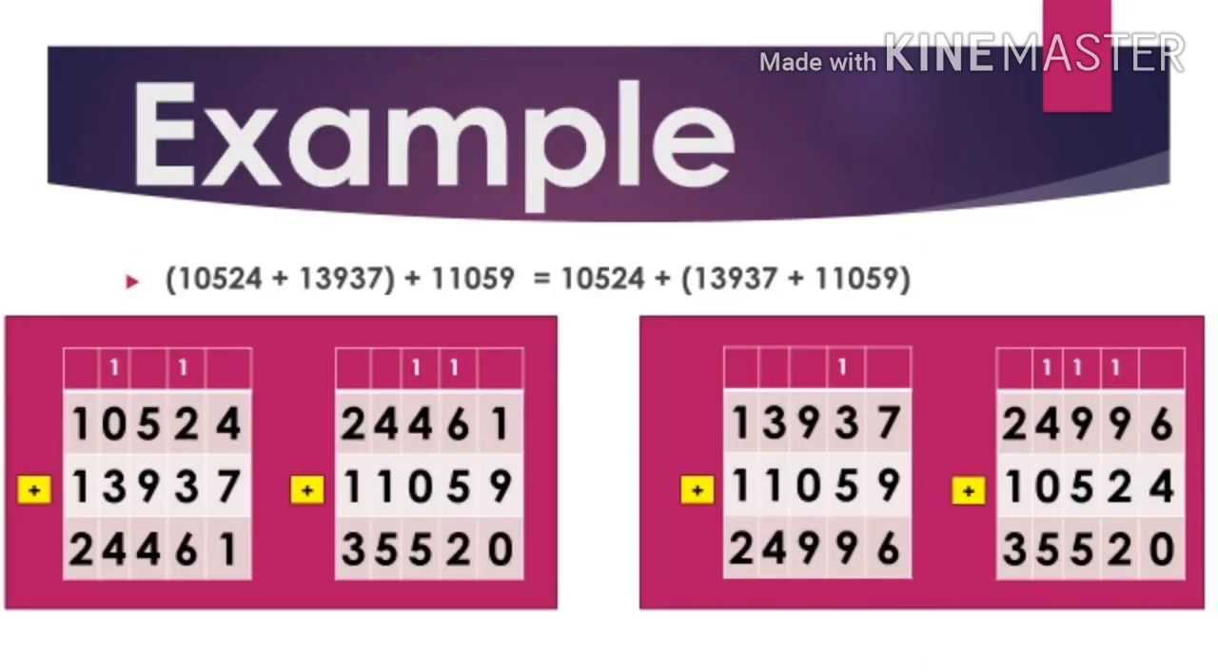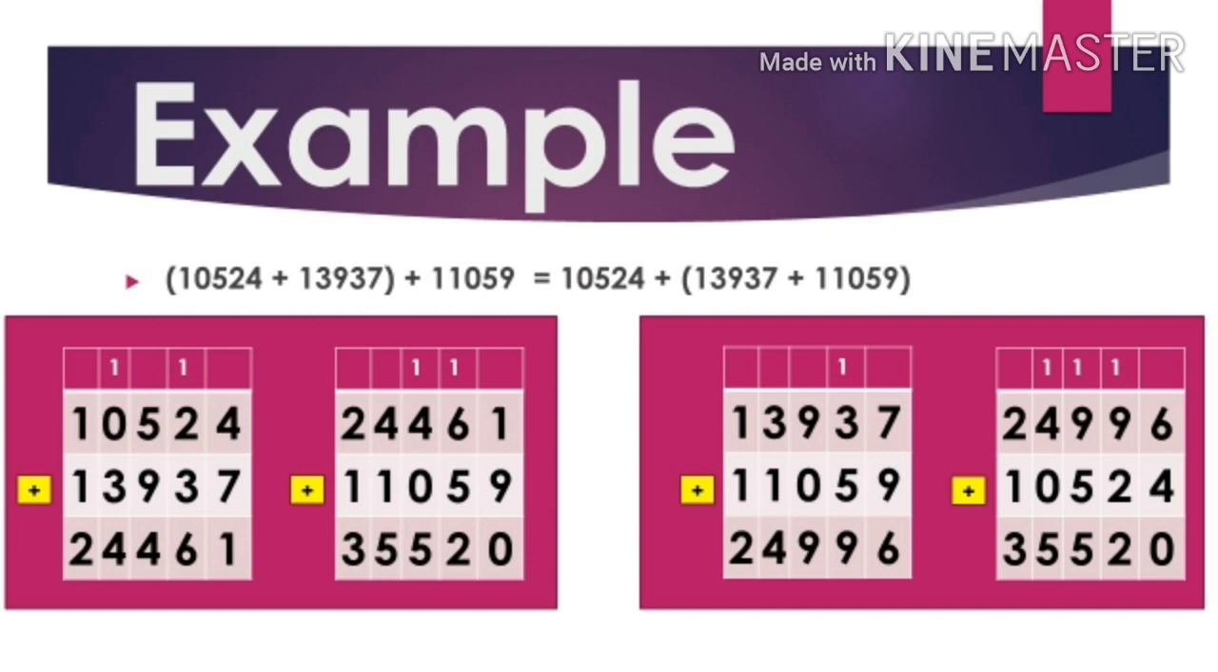Now let us understand the grouping property of addition with the help of one more example. Here I have added 3 different addends. Already I told you that for grouping property we need at least 3 or more than 3 addends.